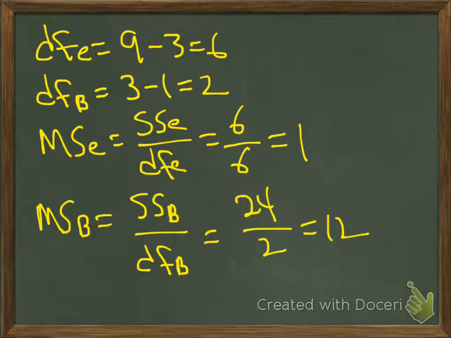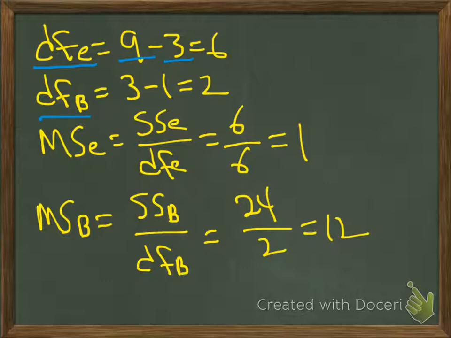Then you need to find the degrees of freedom for the degrees of freedom error and the degrees of freedom between groups. Degrees of freedom error is here. Number of cases, total, which is 9. Number of groups, which is 3. 9 minus 3 is 6. So the degrees of freedom error is 6.